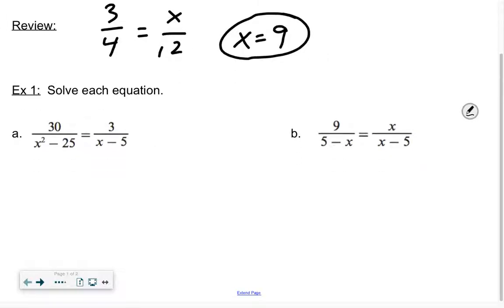Therefore, solve part A. 30 over x squared minus 25 is equal to 3 over x minus 5. Hint, parentheses may be helpful.